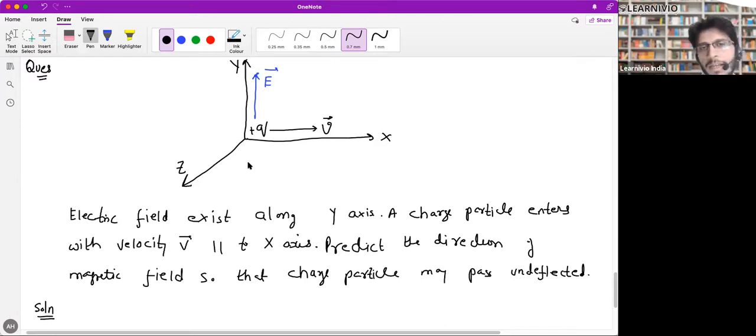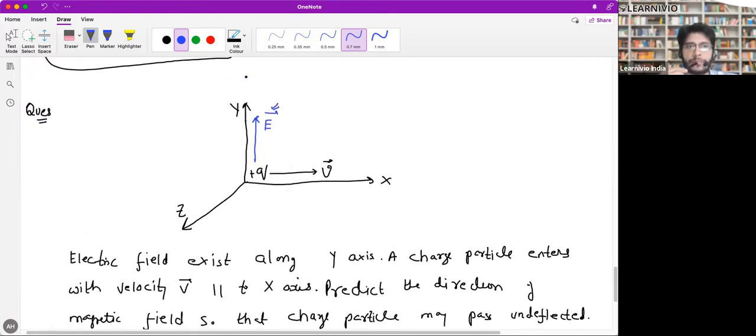So to get the direction of magnetic field, first of all, decide the direction of electric force. What would be the direction of electric force? Okay, let's do it together. Amalia, can you predict the direction of electric force on the charged particle? Electric field is acting along y-axis. I'm asking about the direction of electric force. It will act along x-axis, y-axis, z-axis. Which direction?